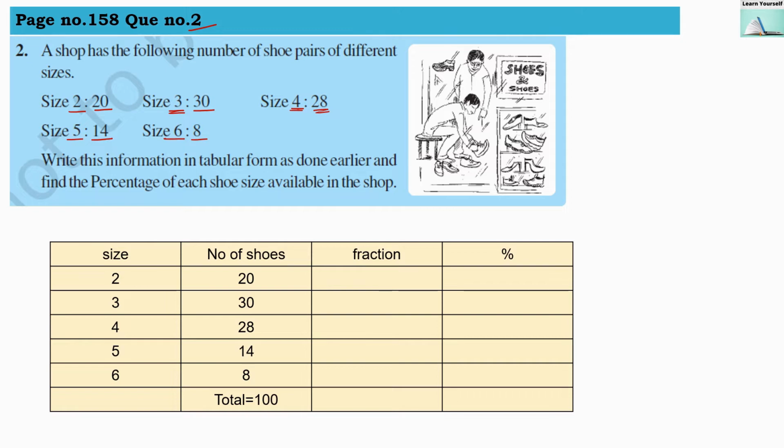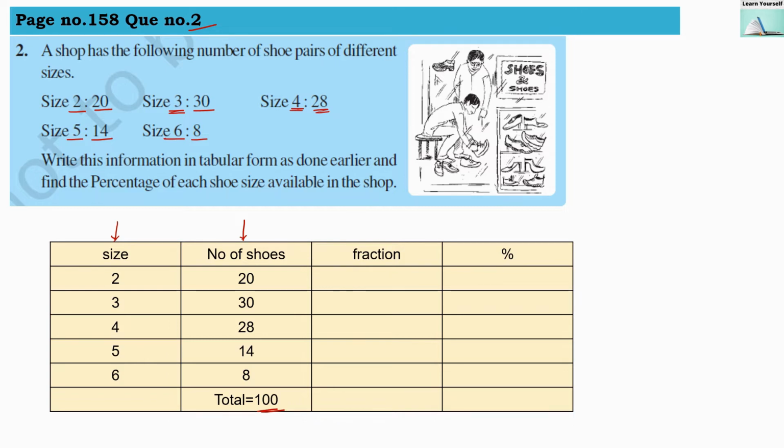In the earlier question, that means question number 1, we noted down the information in tabular form, and the same form we have to use to write this information also. So sizes of the shoes, I have mentioned over here, number of shoes over here, and the total quantity is 100 here. So it is going to be easy again for us to write them in a fraction.